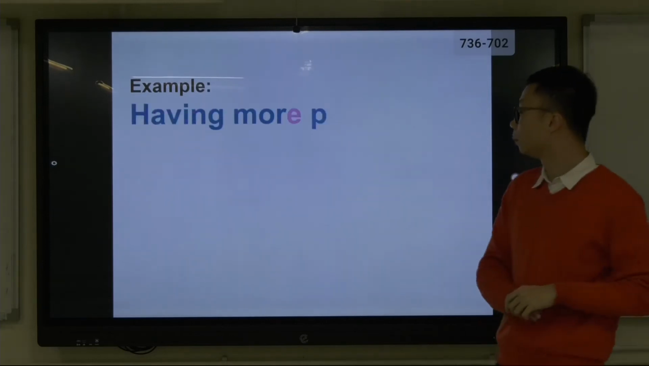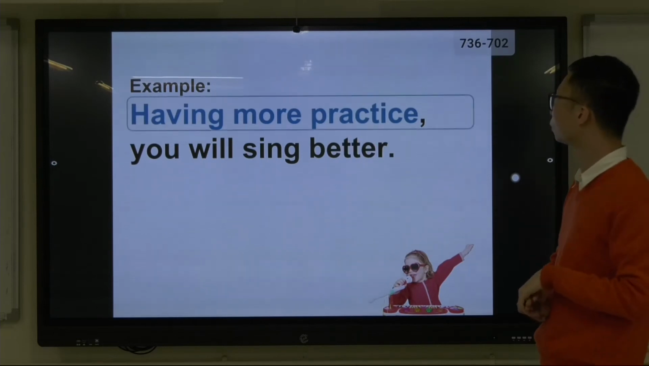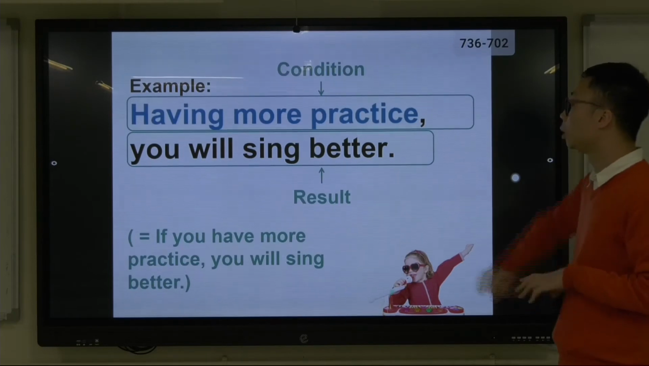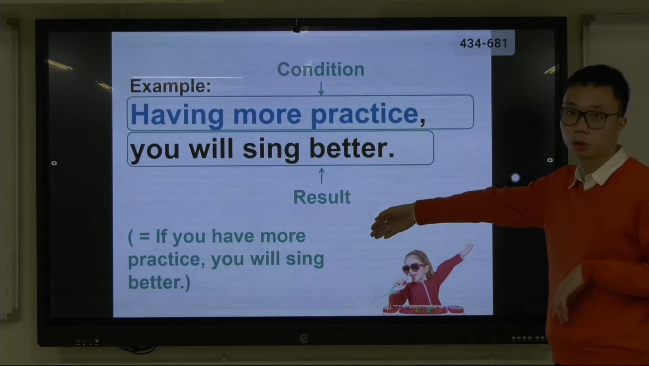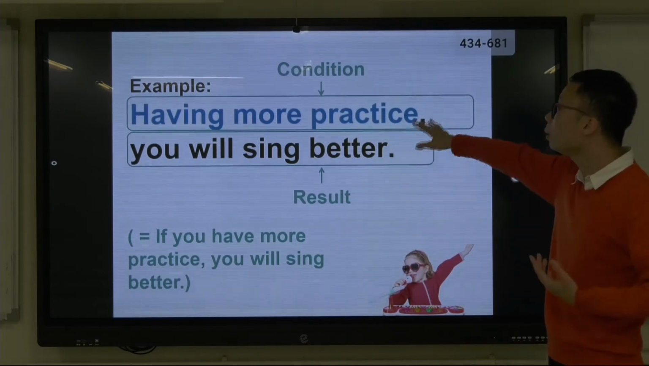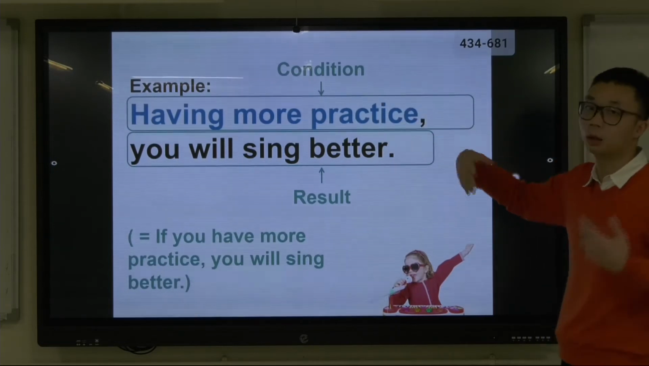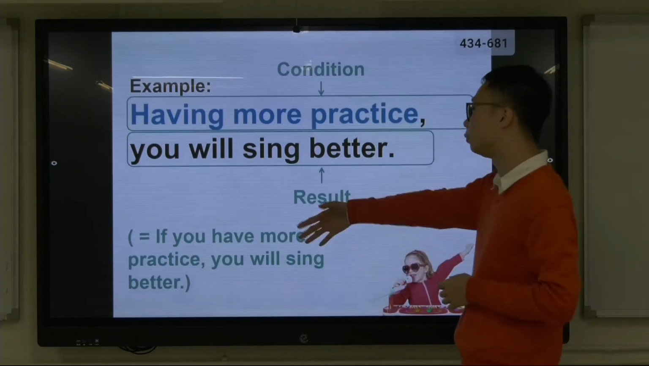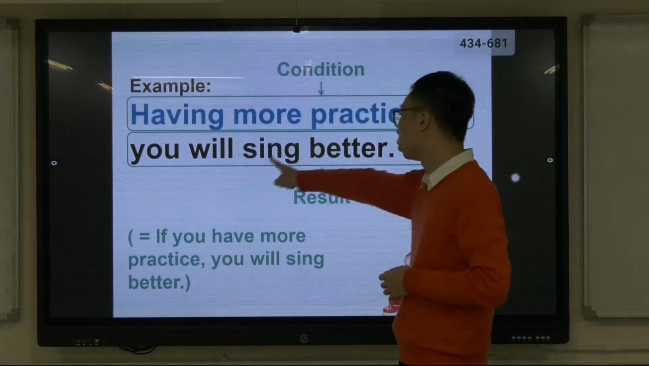Now look at an example. Having more practice, you will sing better. This one is sort of like a conditional sentence. If you recall your knowledge, having more practice is a condition. So if you put it in the if clause, it will be: if you have more practice. Just translate it directly this way. And then you will sing better.